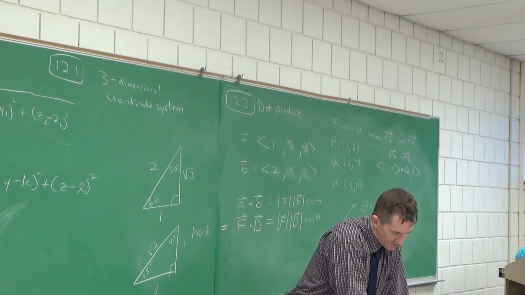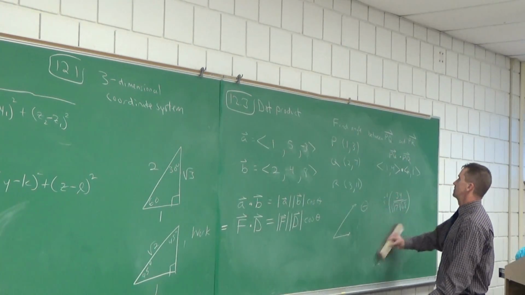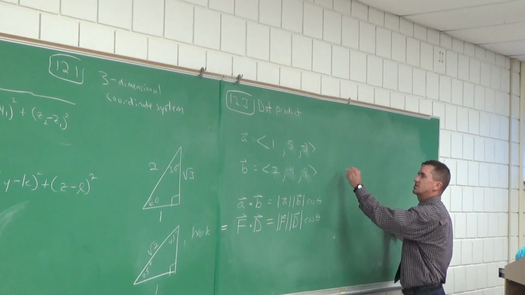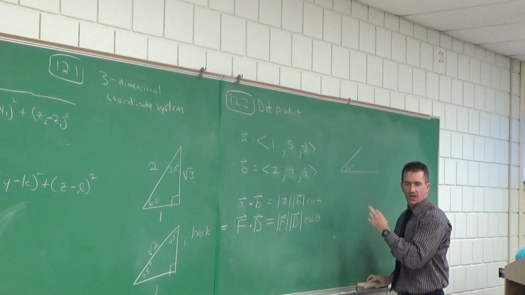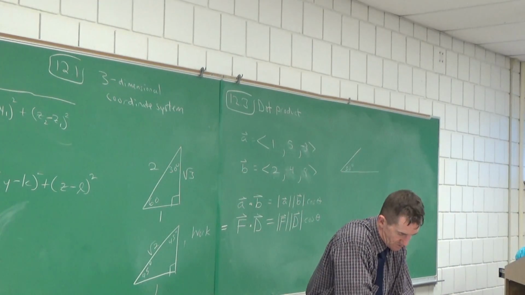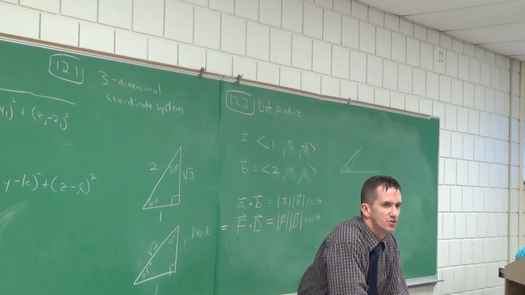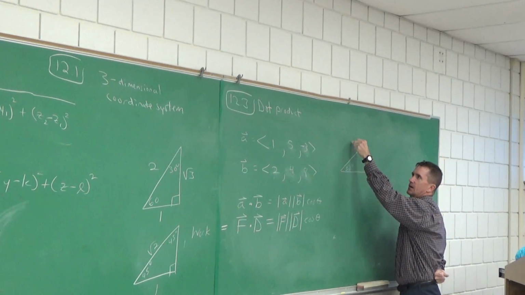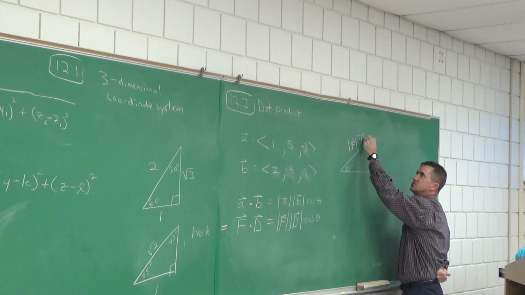A tow truck drags a stalled car along the road. The chain makes an angle of 30 degrees with the road. Let's start drawing a picture. All right, there's the chain. And they give you the tension, and that's the magnitude of the force. They said the tension in the chain is 1,500 newtons. So this tension, the magnitude of the force, is given as 1,500 newtons.